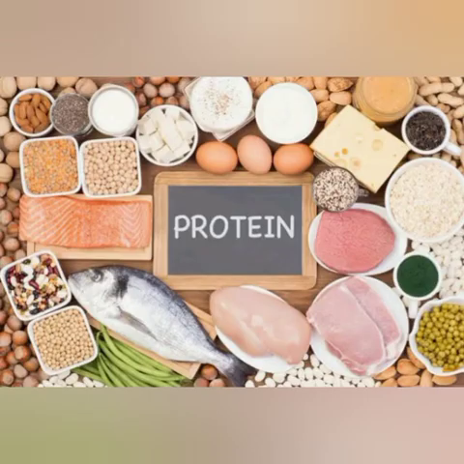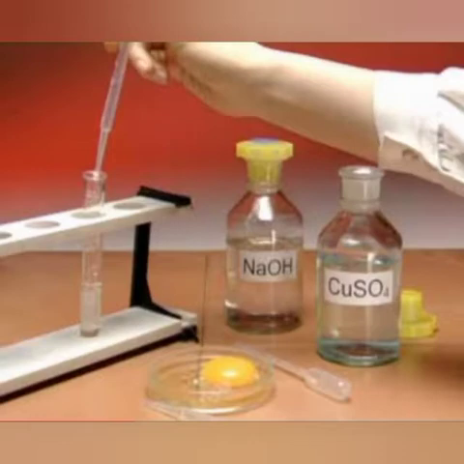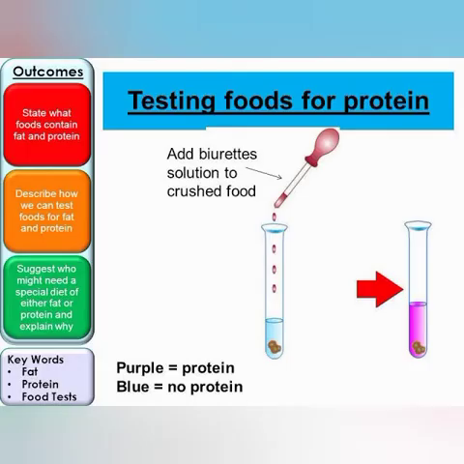Now test for the proteins. So to test for the proteins, we need 2 percentage of copper sulfate solution and 10 percentage of sodium hydroxide and a test tube and food sample. These are the enough to conduct this test. Let us go one by one.